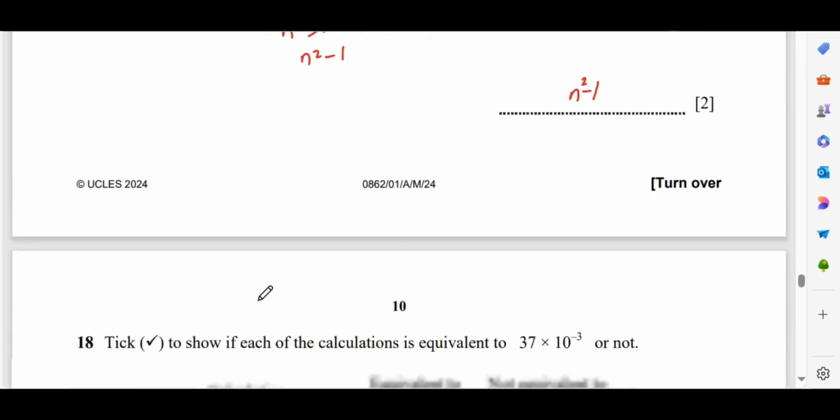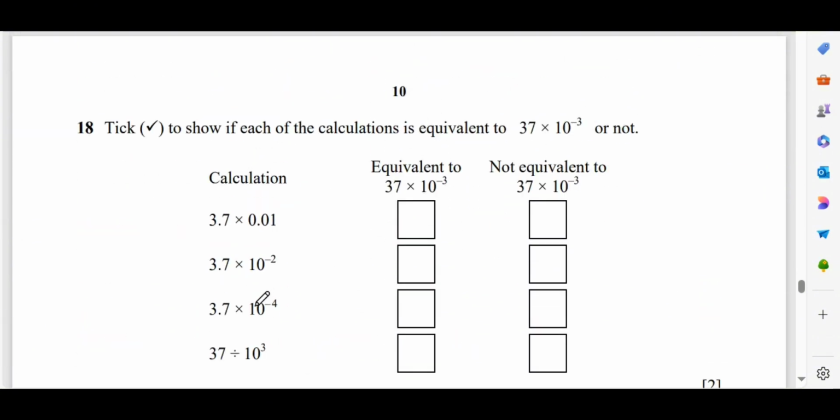So let's go to our next question. First thing is, let's look at what this value is. This number here is 3.7 times 10 raised to power minus 2. So do we have any one? Yes, we have one. This is 3.7 times 10 raised to power minus 2. Why 10 raised to minus 2? That is because 0.01 is the same thing as 1 times 10 raised to power minus 2, which is this. So this is equivalent to this.